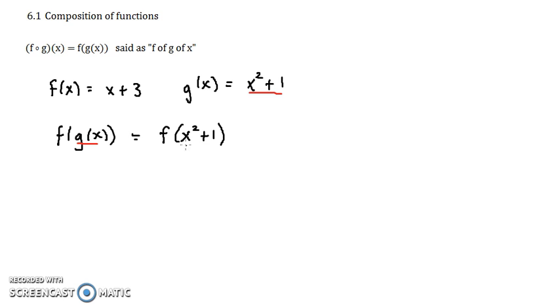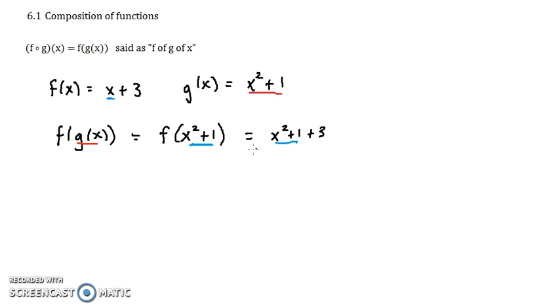Now this we've seen before. We saw this way back when we introduced function notation. This means whatever's inside the parentheses is going to replace x. So x becomes x squared plus 1. So right here, x becomes x squared plus 1. It's a substitution, not multiplication. So x becomes x squared plus 1. So we get x squared plus 1 here, plus 3.